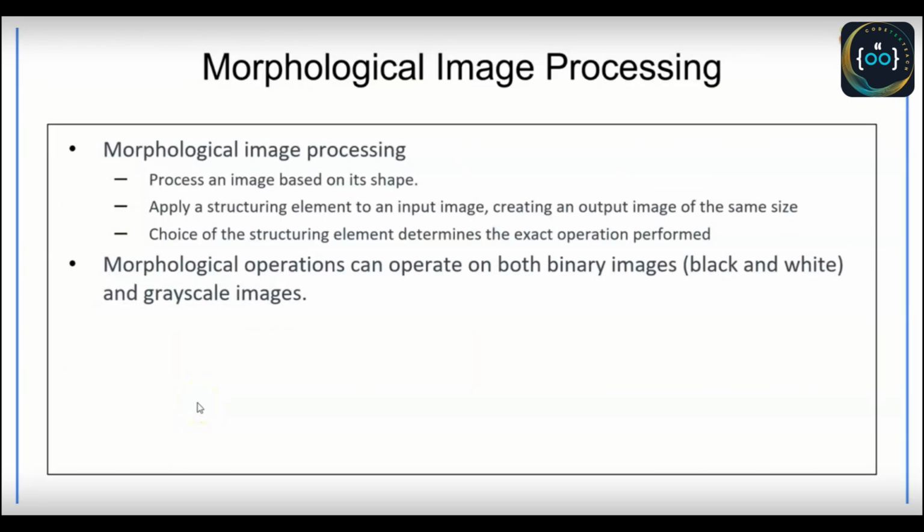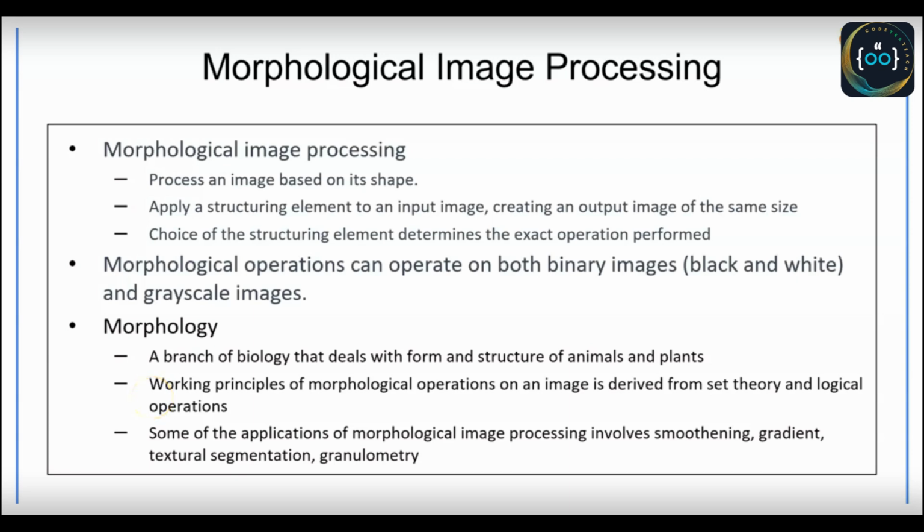Morphological operations are a set of nonlinear operations that process an image based on its shape. They apply a structuring element, like a small binary or grayscale image, which you can think of as a disk or a square, to an input image to generate an output image. They are most commonly applied to binary images, but there are extensions for grayscale images as well.